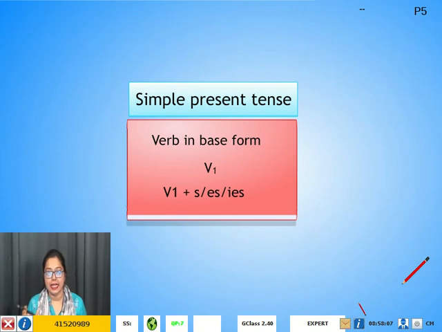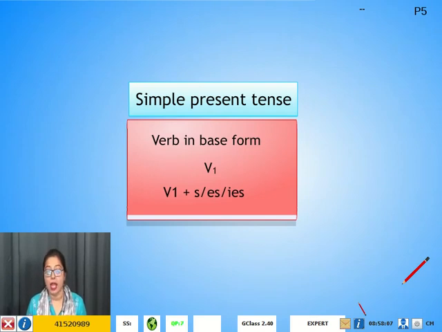The sentence structure of simple present tense is subject plus V1, that means the first form of the verb, plus s or es, that means with the verb at the end of a sentence there will be s or es, or ies, then plus object. This will complete the entire sentence. So this is how you can note it down. This is how simple present tense sentences are formed.